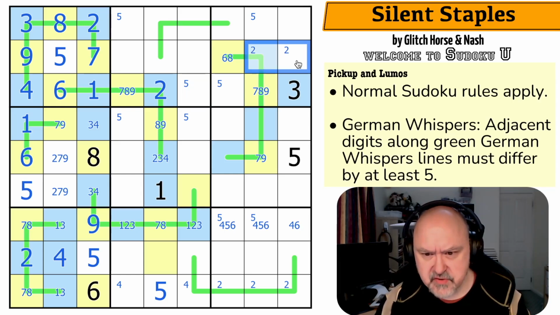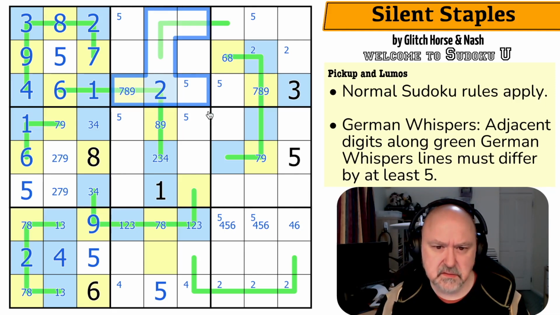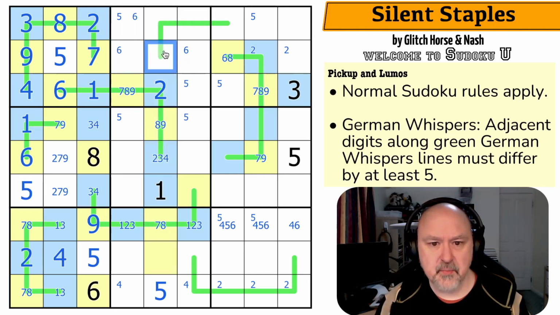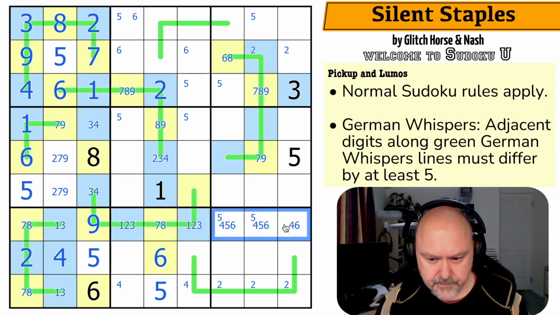So 2 is in one of those two cells by Sudoku. Now I can't put 6 in any of those, and I can't put 6 in any of those. Can't put 6 there either. Could put 6 there, actually. No, I can't put 6 there, because 6, 1 doesn't work. So 6 is in one of those 3. Right, where's 6 in this column? Can't put 6 there because that'd have to be 1. Can't put 6 there. Both of those would have to be 1. Can't put 6 in any of those and can't put 6 in any of those. That's a 6.